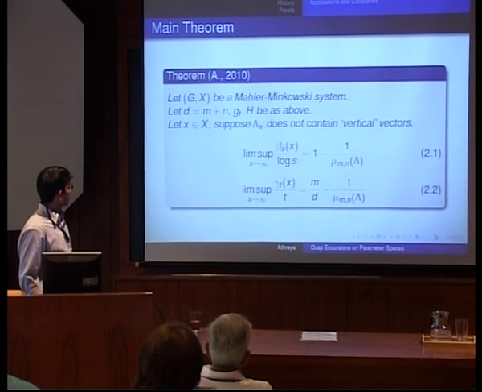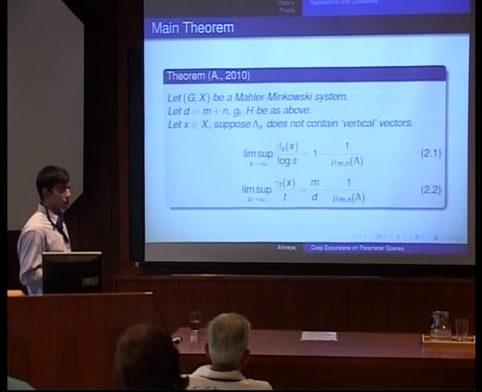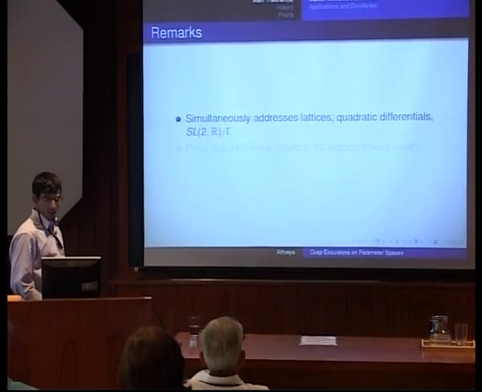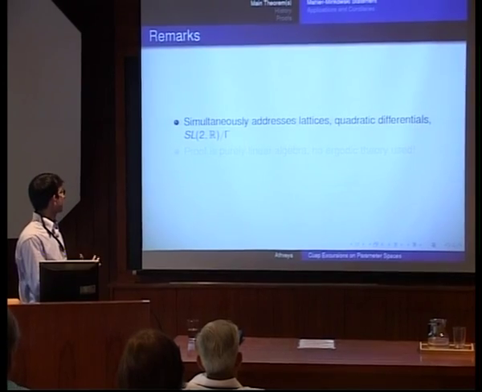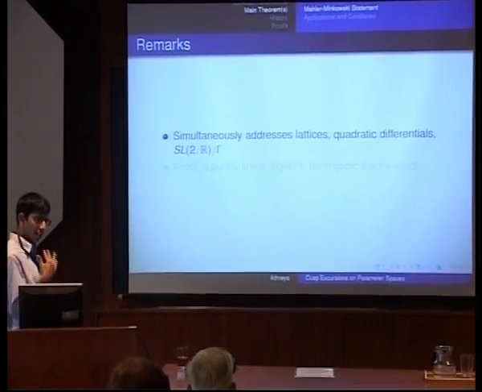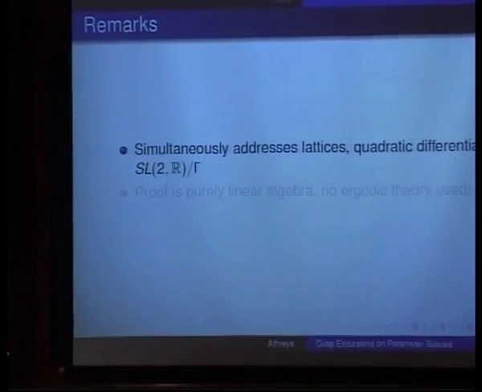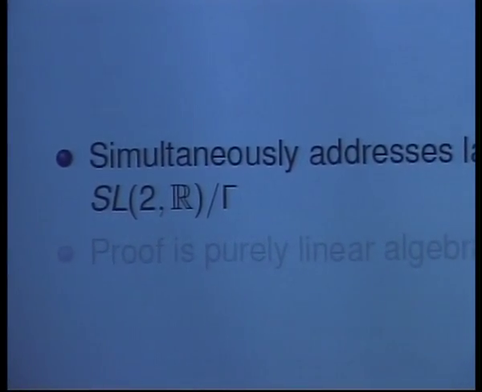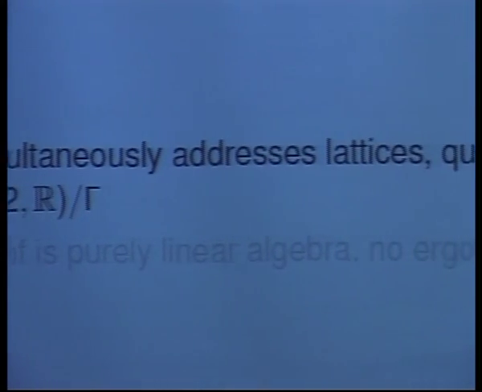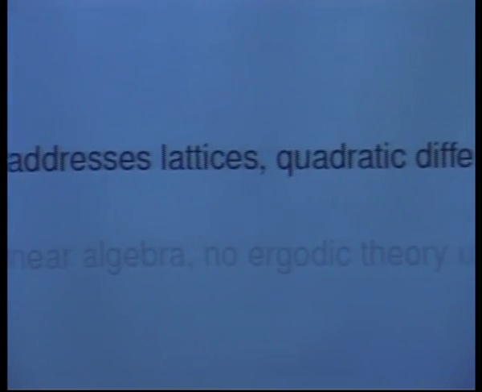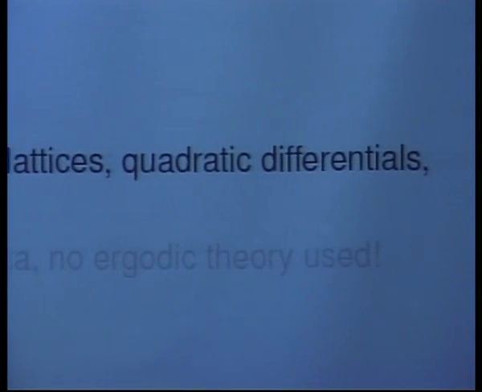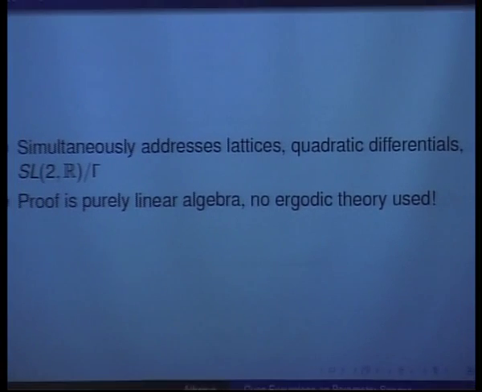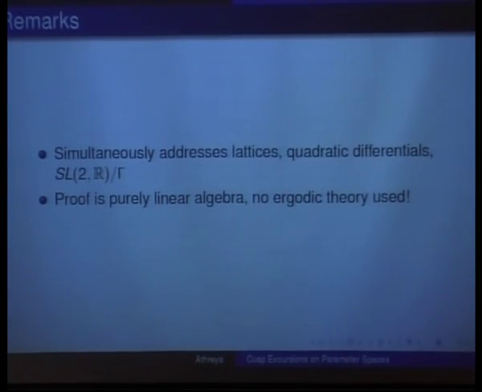Let me just make a couple of remarks about what this is useful for, what one application is. So the point is this simultaneously addresses, and you can simultaneously generate theorems about the space of lattices, about the space of quadratic differentials, and SL2R mod gamma. And spaces of marked points on lattices, marked points on quadratic differentials, all get treated at one fell swoop. The other selling point behind this is, notice I haven't used the word ergodic even once yet.